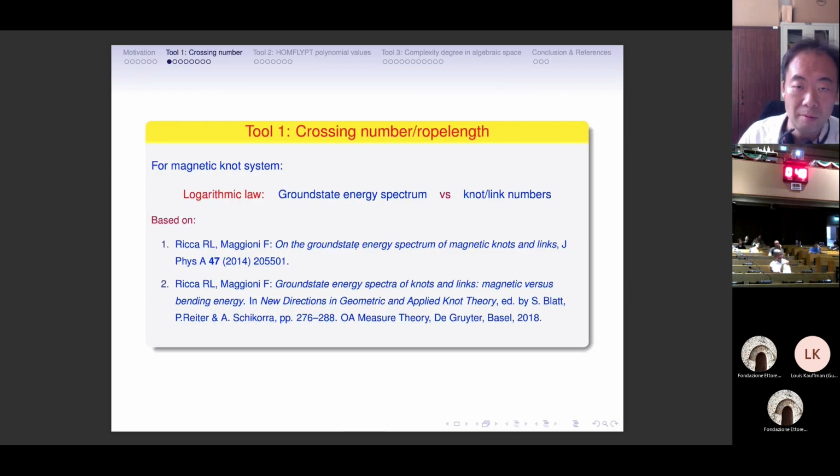Okay, tool 1, crossing number, or rope length to be exact. We will see a logarithmic law for ground state energy versus knot linking numbers. This work is based on 2 papers by Renzo and Francesca Maggioni.